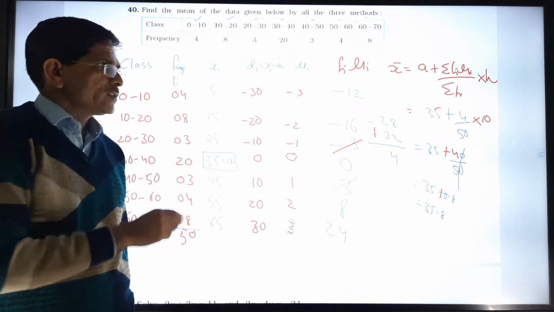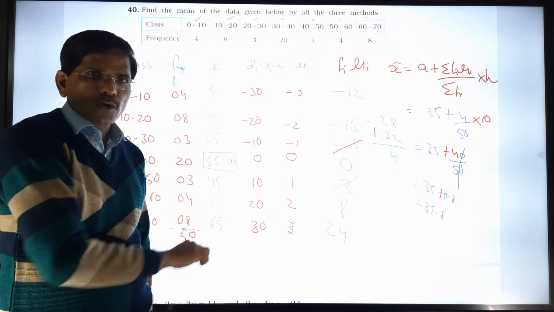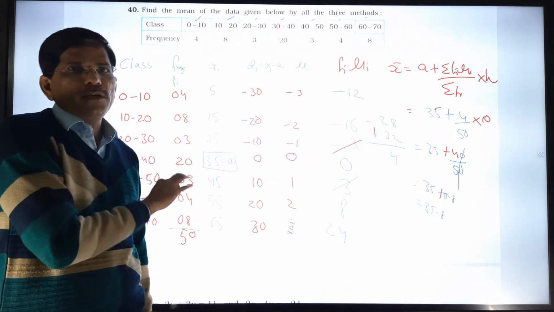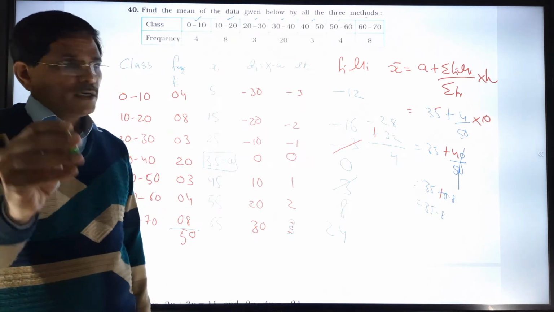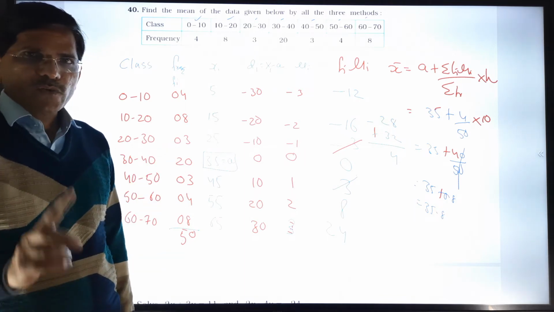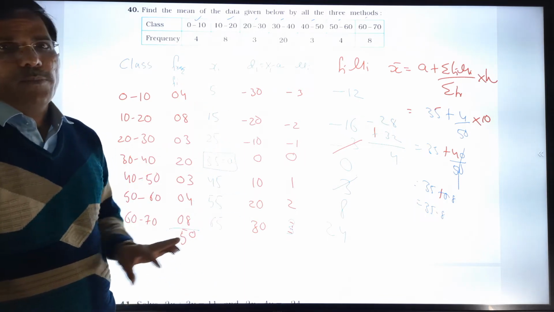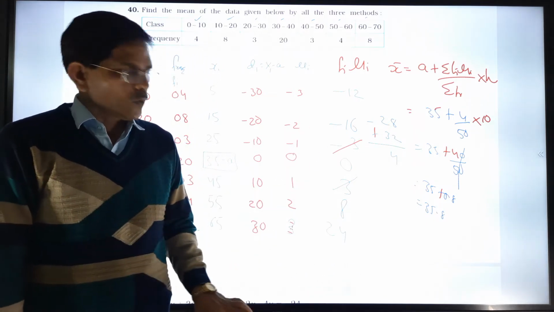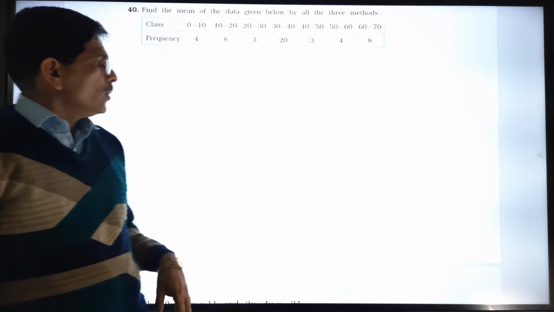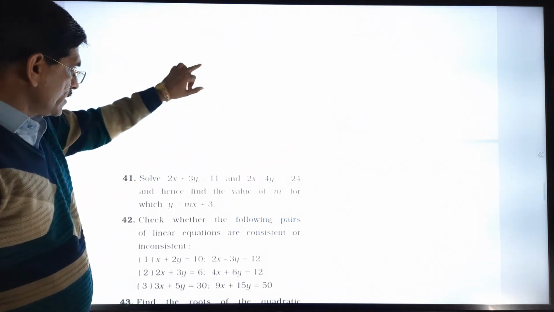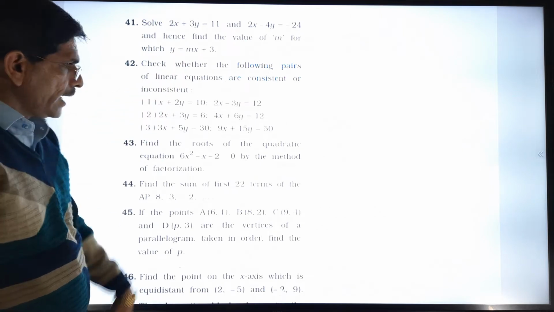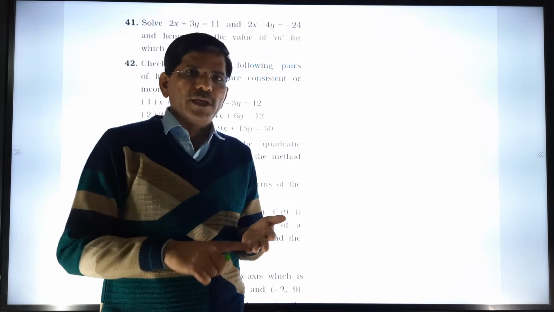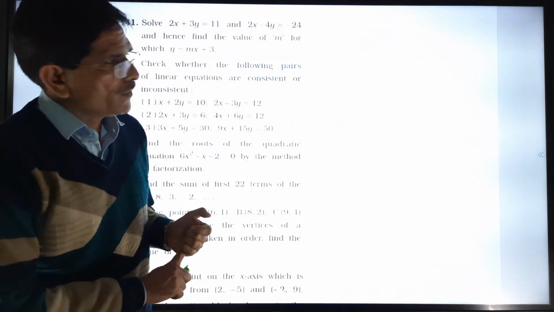If you visualize or go through the video thoroughly, then chapter number 14, mean, median and mode. So mean is one type of revision in one sum only. That is why in SET-1 they give this type of sum, so we can understand mean, median and mode. Now we go for the next, question number 41. Mostly, all questions are easy if you understand chapter number 14 properly, chapter number 13 properly, chapter number 15 also.